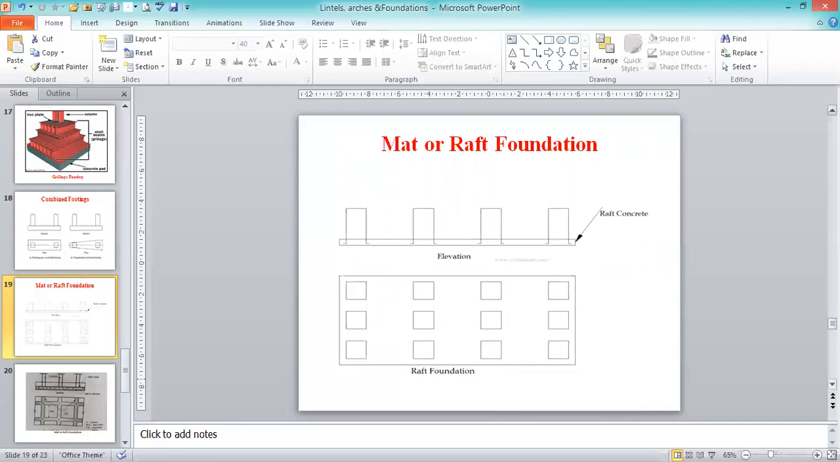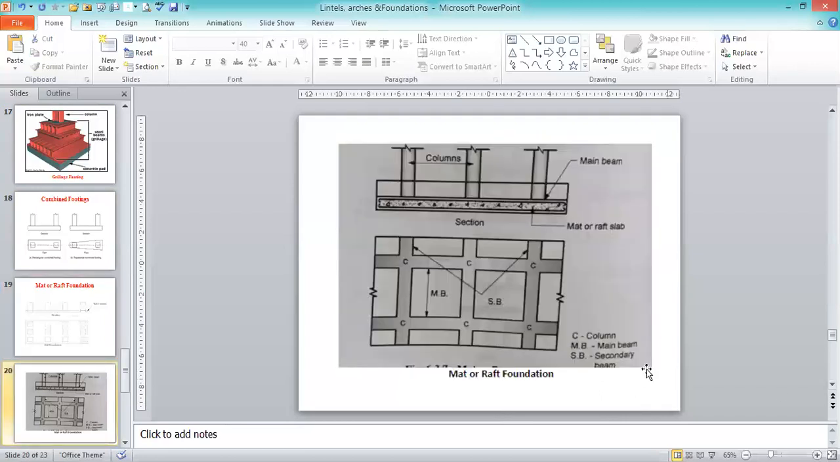This is another diagram explaining the columns, with the bottommost component below them. For the mat or raft, a slab is provided. Above that the main beam and the column are provided. This is the plan view, and here we can see the sectional view, the sectional elevation.